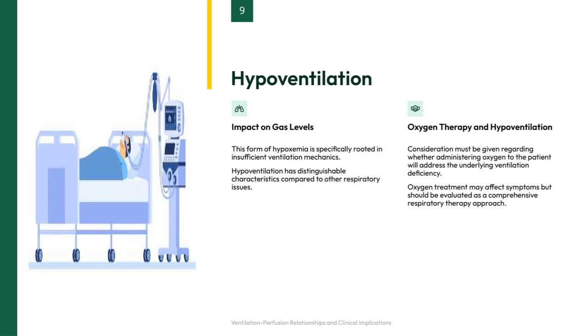When we talk about hypoventilation, it's important to understand how it impacts gas levels in the body. Unlike other respiratory problems, hypoventilation specifically results from inadequate ventilation mechanics. This means the lungs aren't moving enough air in and out, which leads to a distinct type of low oxygen in the blood. Now, when it comes to treating this condition with oxygen therapy, we need to be careful. Simply giving oxygen might improve symptoms temporarily, but it doesn't fix the core issue, the poor ventilation itself. So, oxygen treatment should be part of a broader, more comprehensive approach to managing the patient's respiratory function.